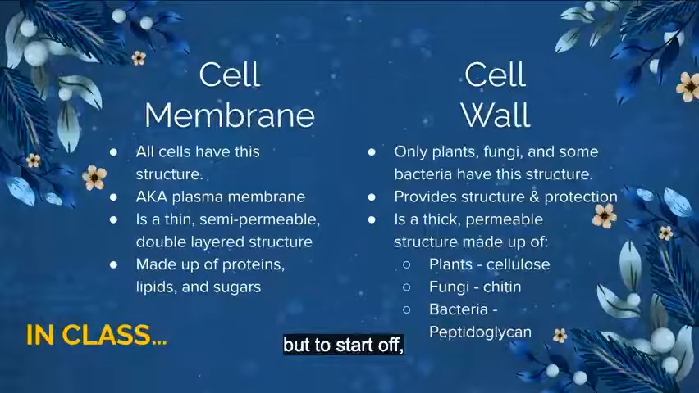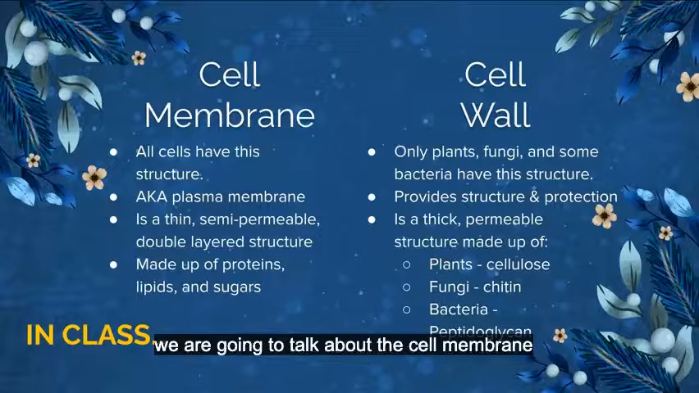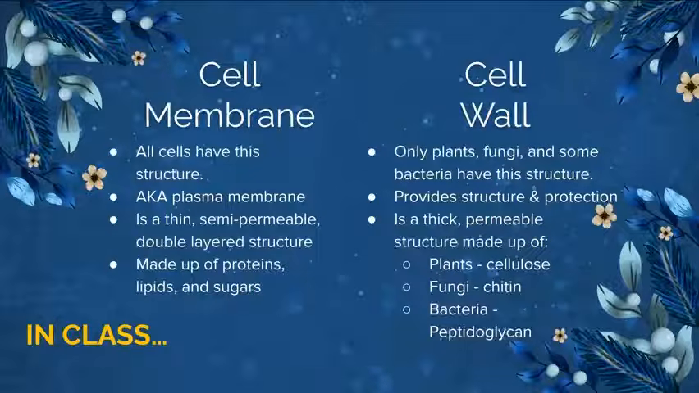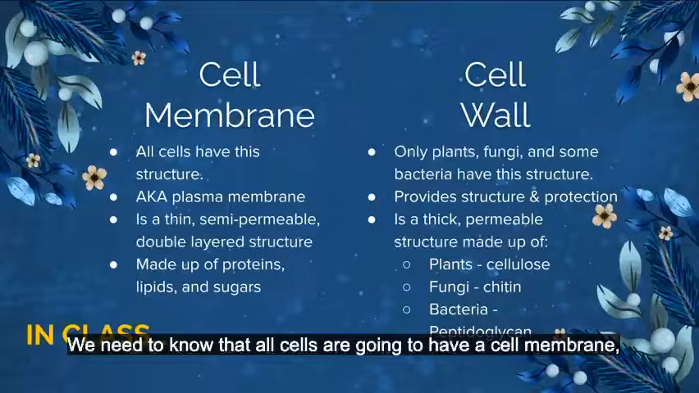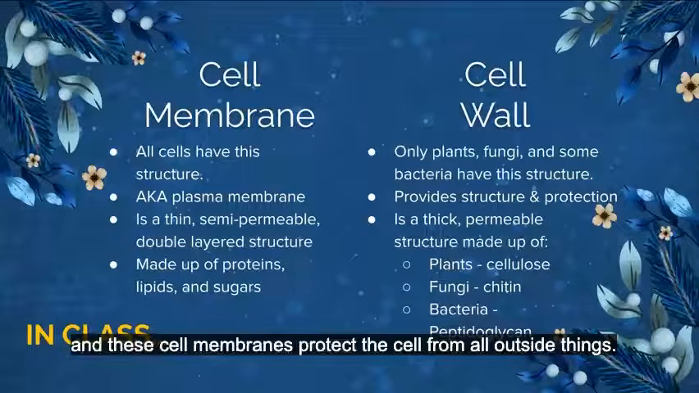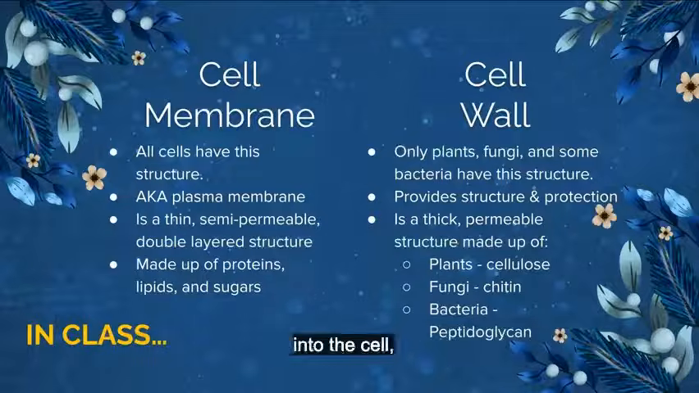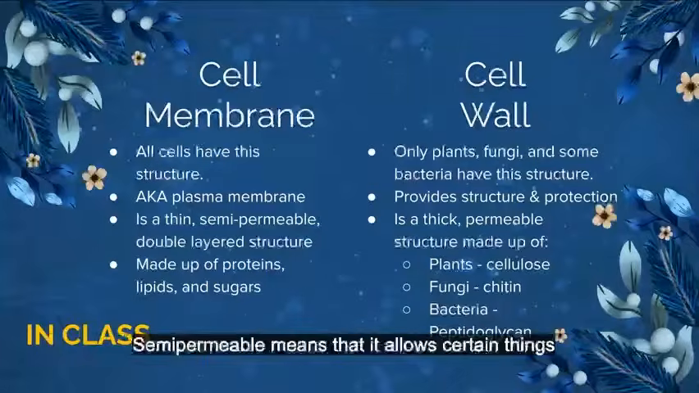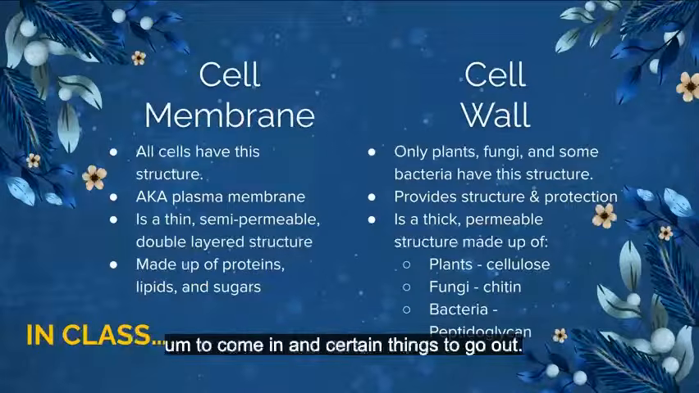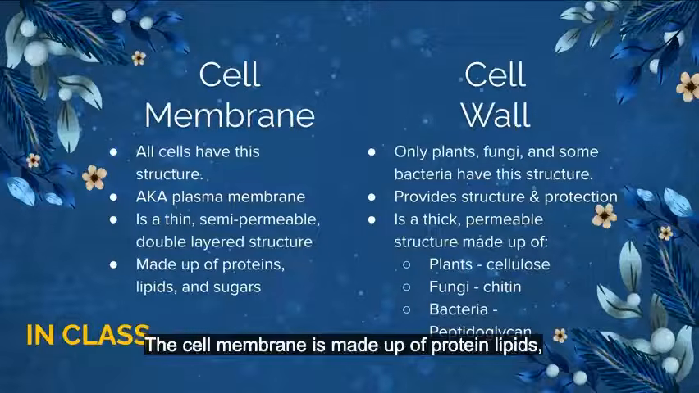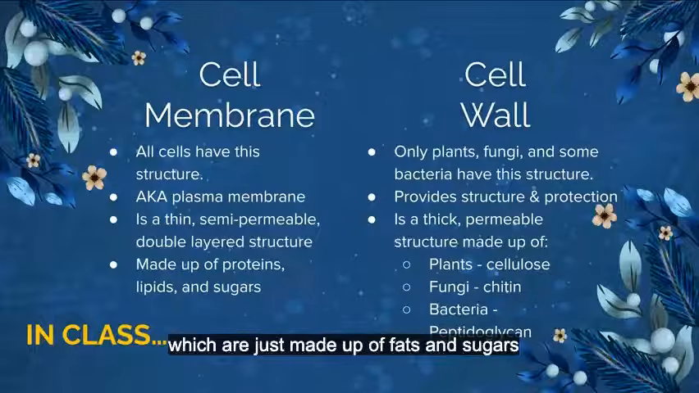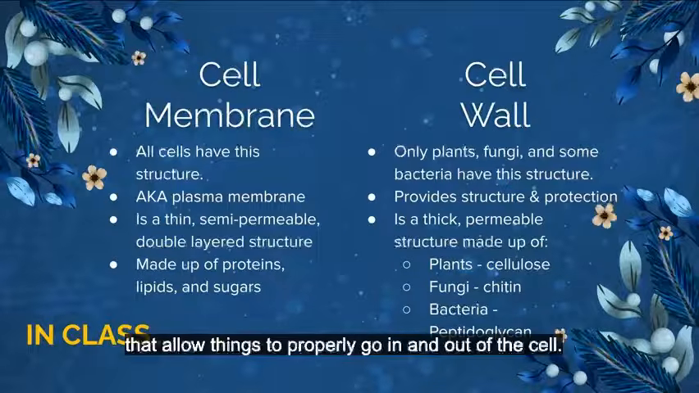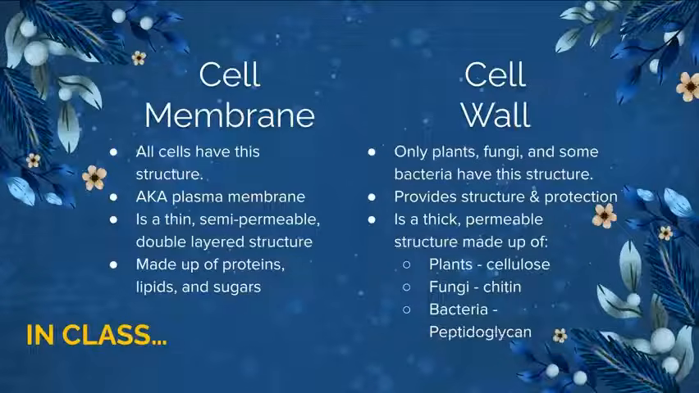But to start off, we are going to talk about the cell membrane and the cell wall. We need to know that all cells have a cell membrane, and these cell membranes protect the cell from all outside things. In order to get into the cell, you have to go through the cell membrane, and it's semi-permeable. Semi-permeable means that it allows certain things to come in and certain things to go out. The cell membrane is made up of protein and lipids, which are fats, and sugars that allow things to properly go in and out of the cell.